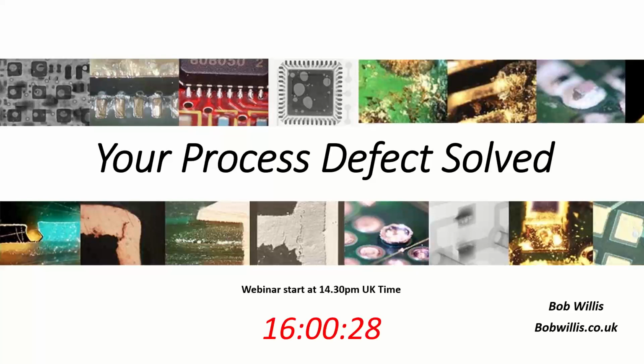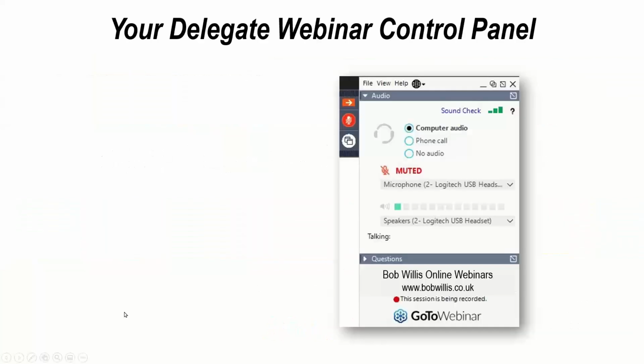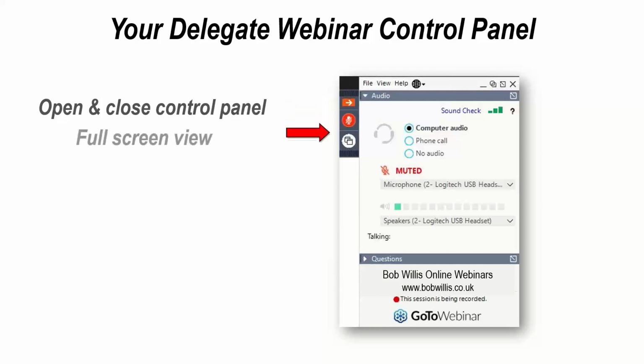Before we start talking about process defects and process defects solved, I'd first like to introduce you to the control panel, which you have on your screen at this moment in time. The control panel allows you to do a number of things during the presentation. First of all, you can close and open the control panel by clicking on the orange button. This prevents it obscuring your view of the slides during the presentation. If you want to go full screen on your projection facility or on your PC monitor screen or possibly on your cell phone, then click this button.